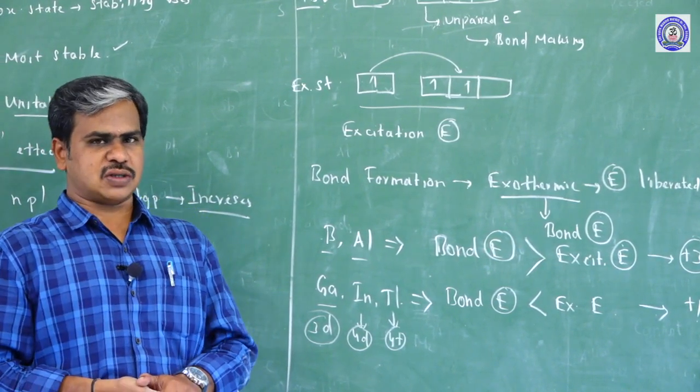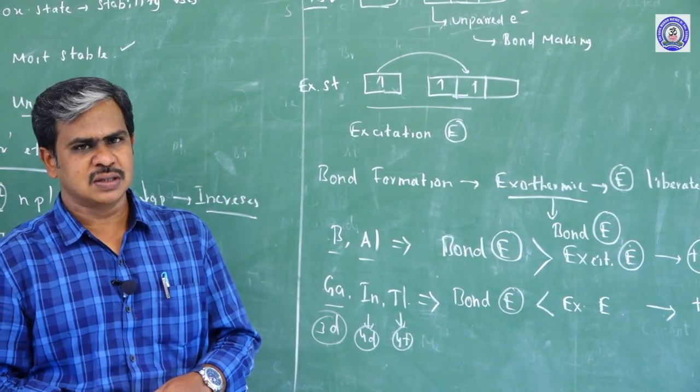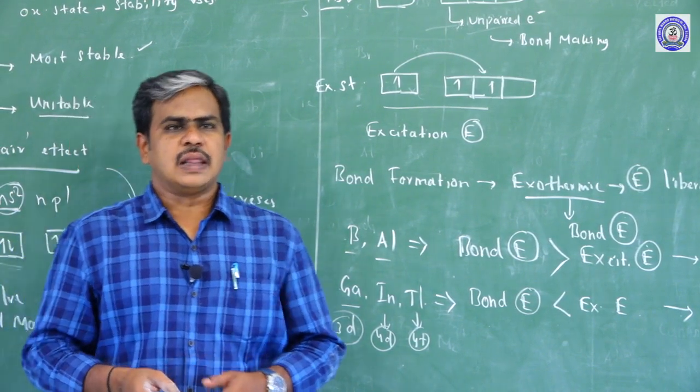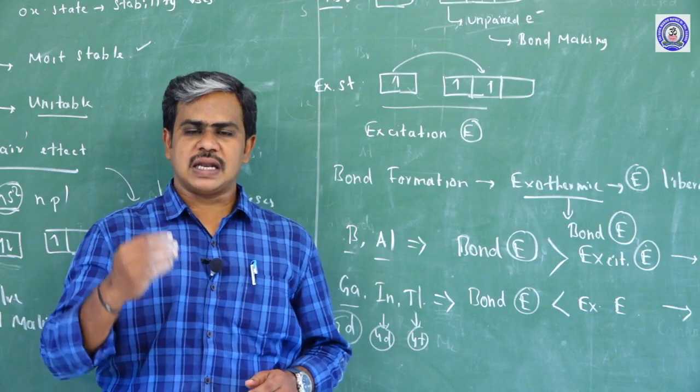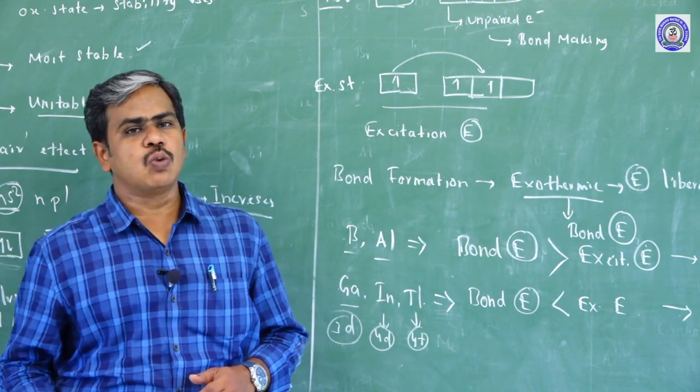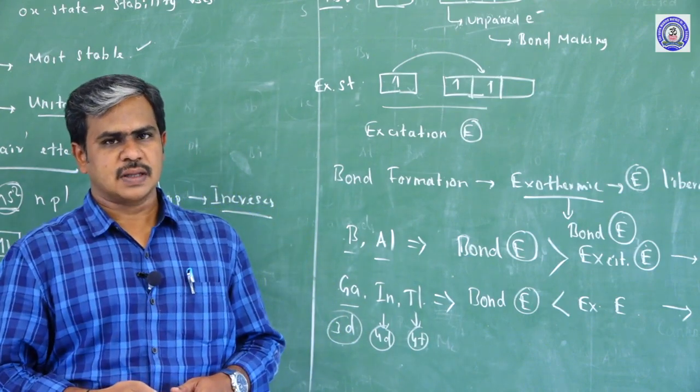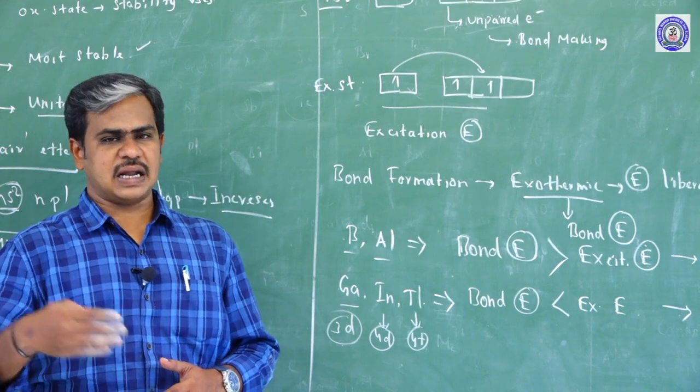Inert pair effect. So what do you mean by inert pair effect? The definition is: the ns electrons in p block elements become inert, not involved in bond making. It is known as inert pair effect.